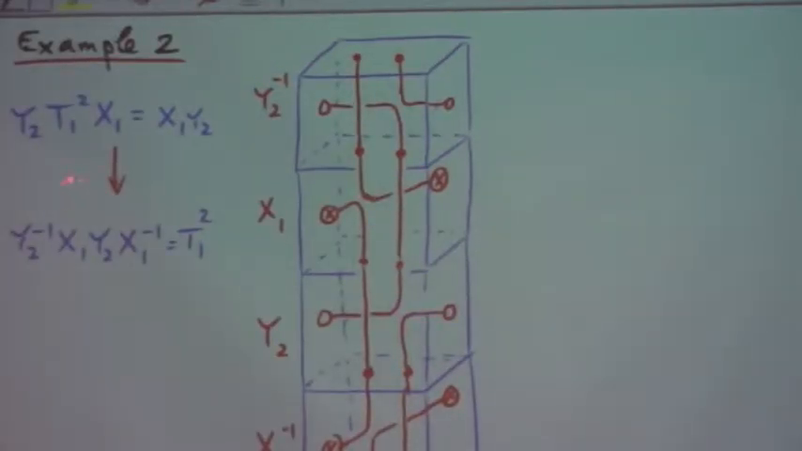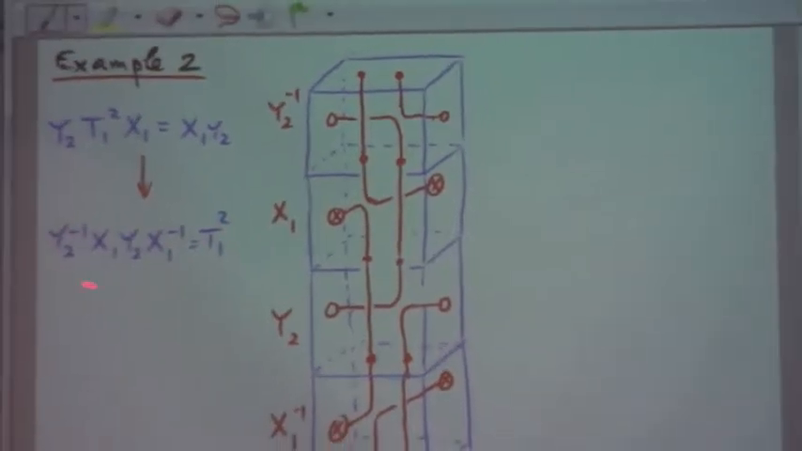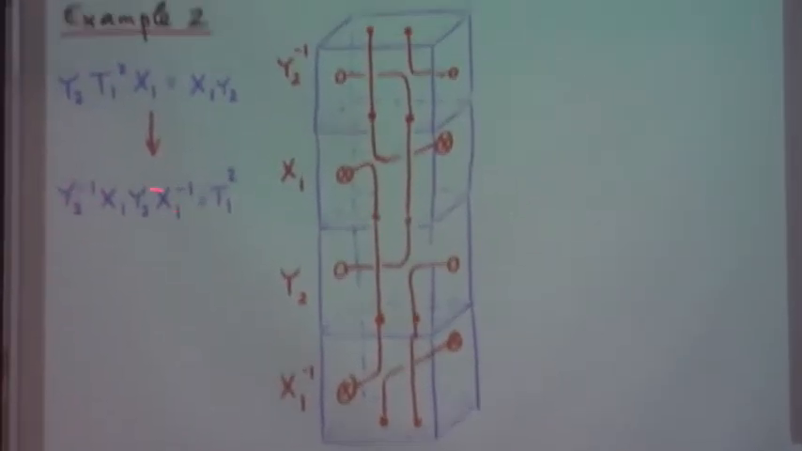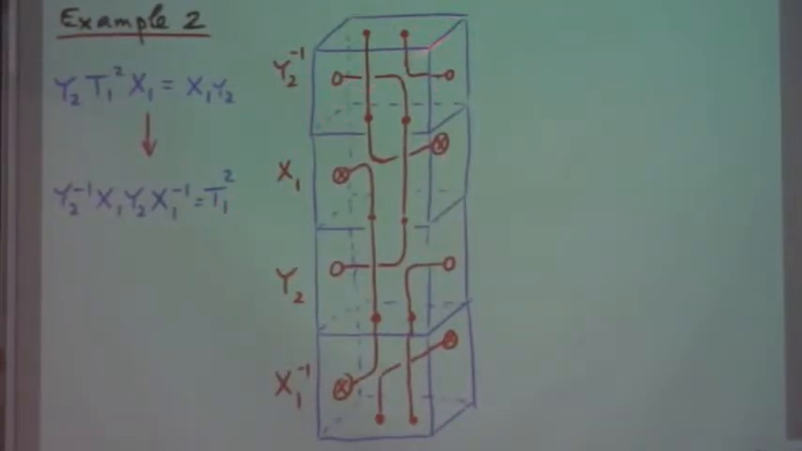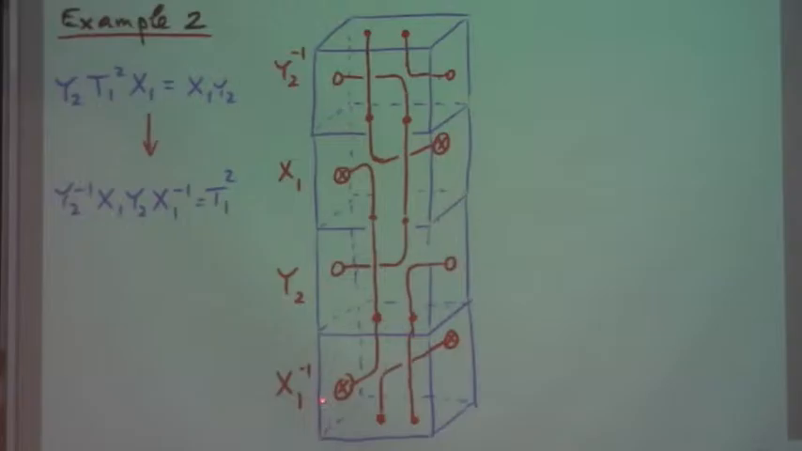Okay, so here is the more interesting one. I told you there was this nasty relation between X and Y, right? So you can rewrite it in this way. A certain condition on X and Y should be equal to a T squared. So here is my condition on X and Y: Y2 inverse, X1, Y2, X1 inverse. Okay? So let's look at this and try to pull the string.